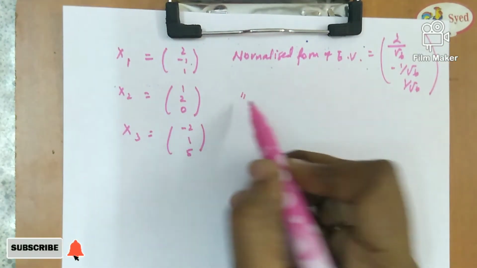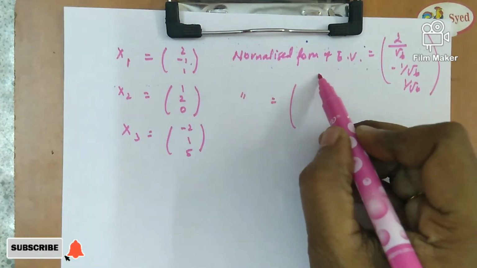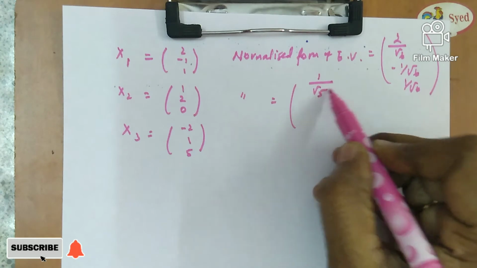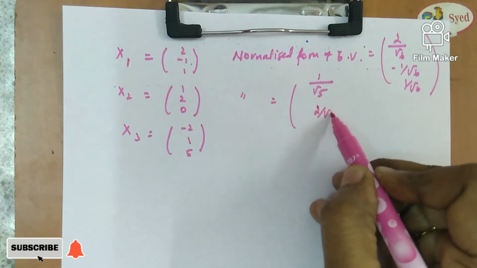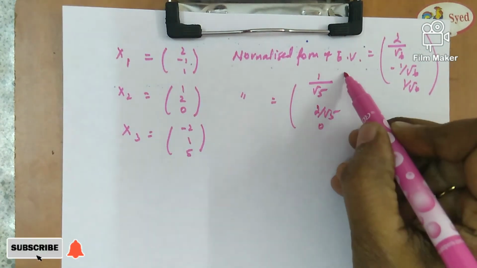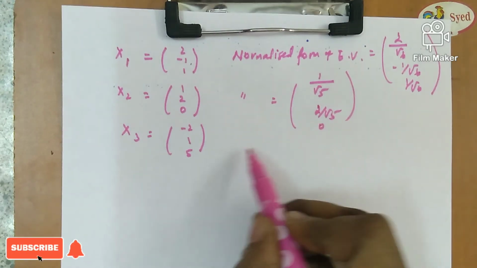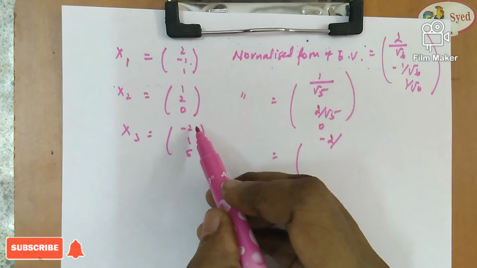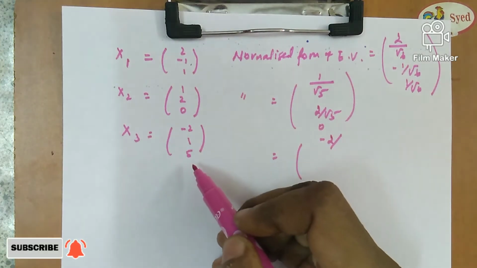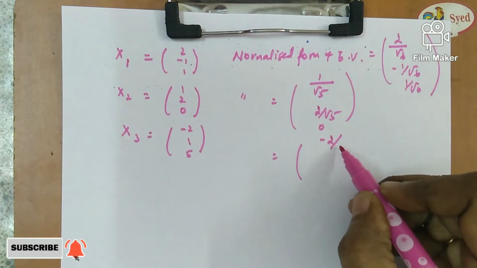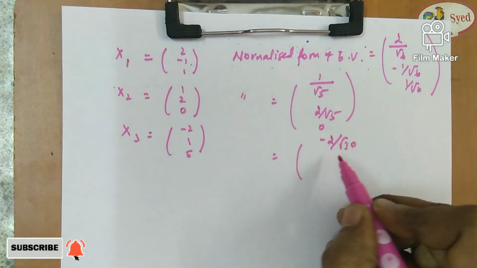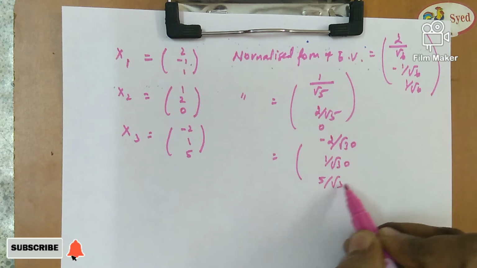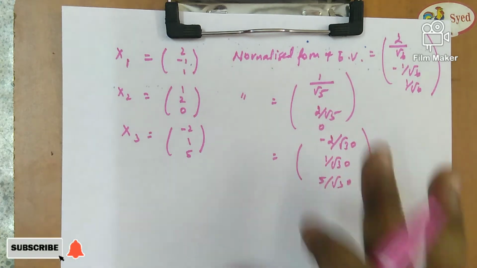Similarly for the second one, the normalized form is 1 by square root of 1 square plus 2 square, that is root 5. So 1 by root 5, 2 by root 5, and 0 by anything is 0. The last normalized vector x3 is minus 2 by square root of 4 plus 1 plus 25, so root 30. So minus 2 by root 30, then 1 by root 30, then 5 by root 30. This is the normalized form of the eigenvectors.